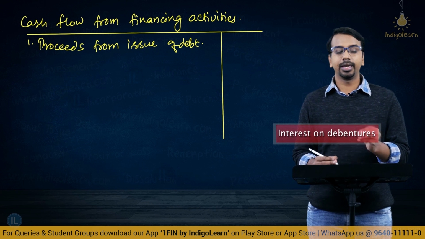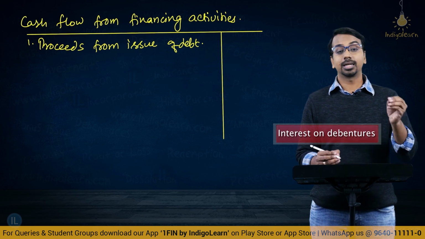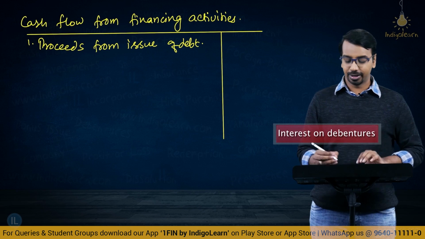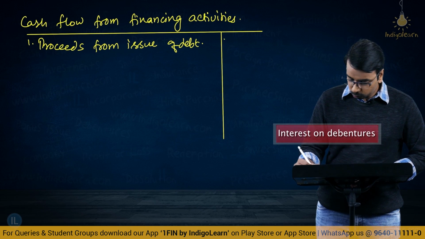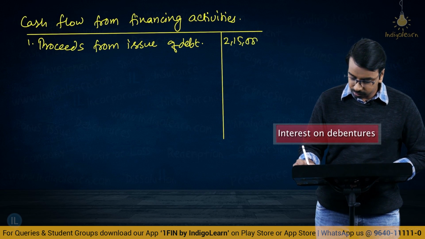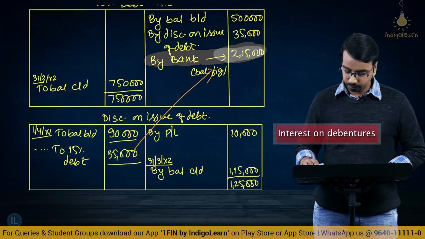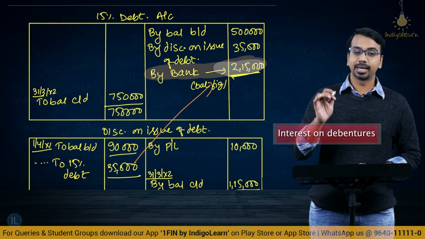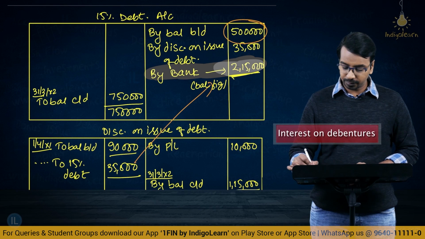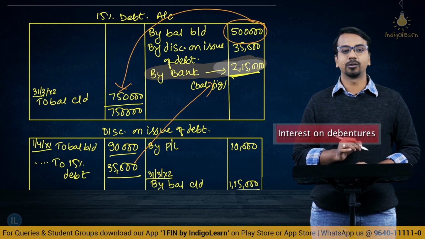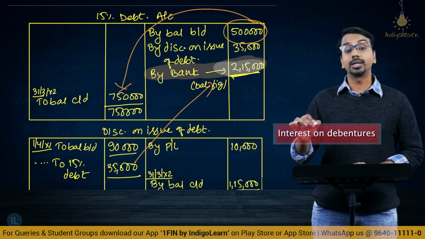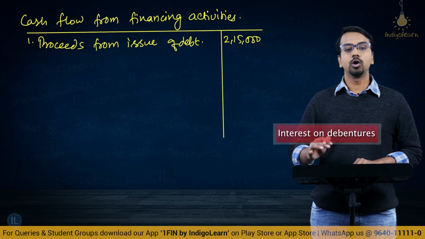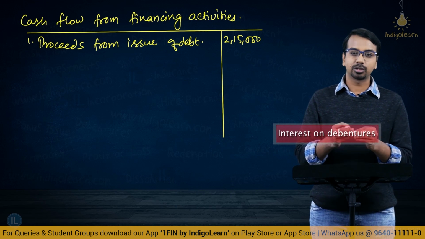Now, as I said already, what is the amount that the company collected by issuing these debentures? That is what is relevant. So here we have collected 2,15,000. This number of 2,15,000 is what is relevant, not the increase from 5,00,000 to 7,50,000. What is relevant is the amount the company has collected. So 2,15,000 is the cash collected.